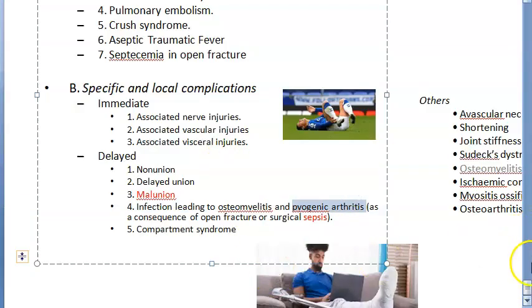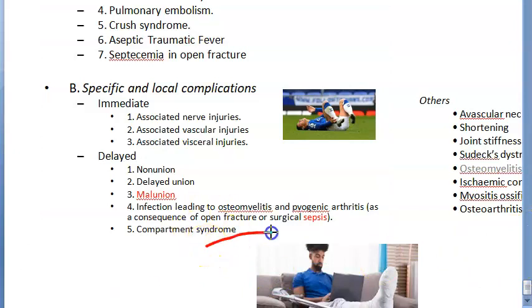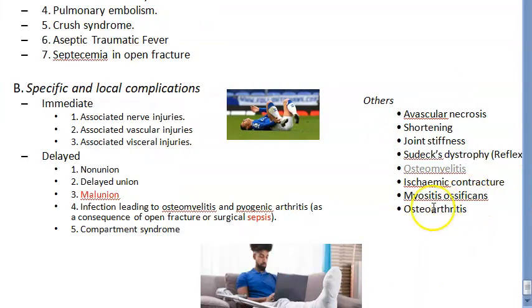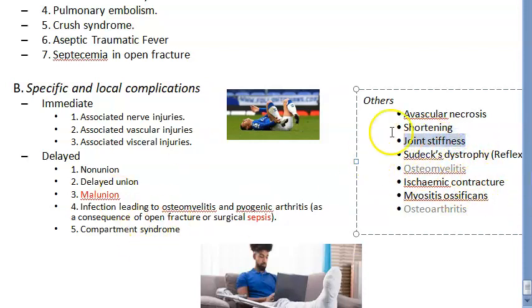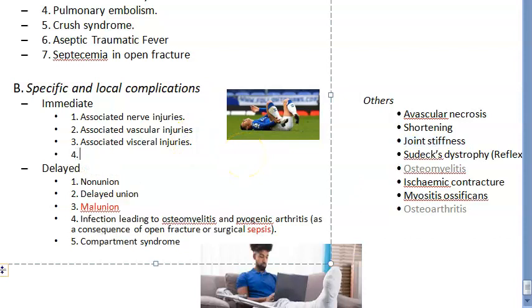So did you understand that there are a few more words that we added just now? Compartment syndrome, avascular necrosis, shortening of the limb, joint stiffness, Sudeck's dystrophy, ischemic contracture, myositis ossificans, is it? Osteoarthritis we have covered, so let's just remove this word. Joint stiffness, I think you will write anyways. Here you add just muscle, tendon and joint injuries. All this you can write, okay.